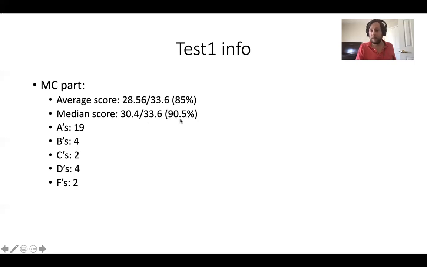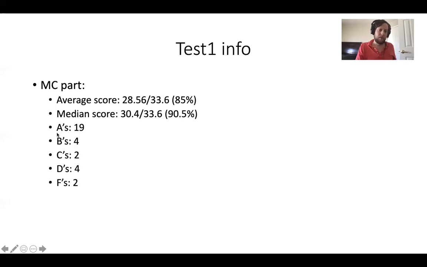But the median score was an A-, 90.5%. The grade breakdown was 19 A's, which I really enjoyed seeing. 4 B's, 2 C's, 4 D's rather, and 2 F's. So obviously I wish everyone could get A's or more, and C's, D's, and F's definitely are disappointing. But I'll point out on the optimistic side, the good side, over half of the class got A's.